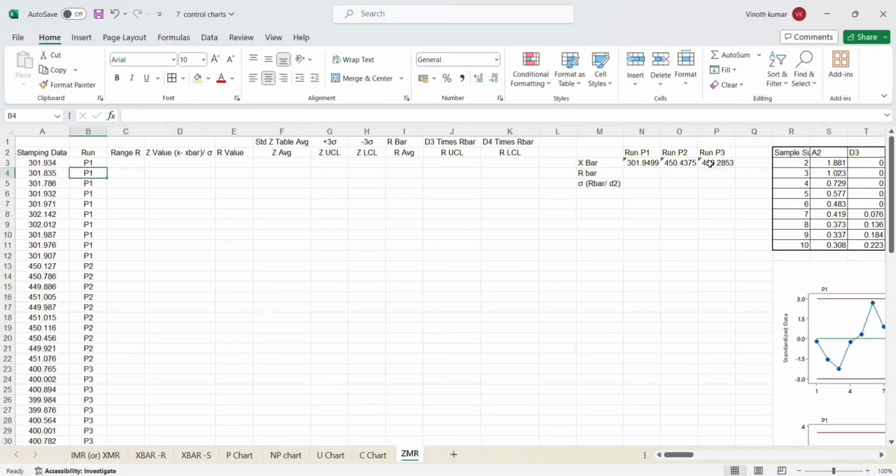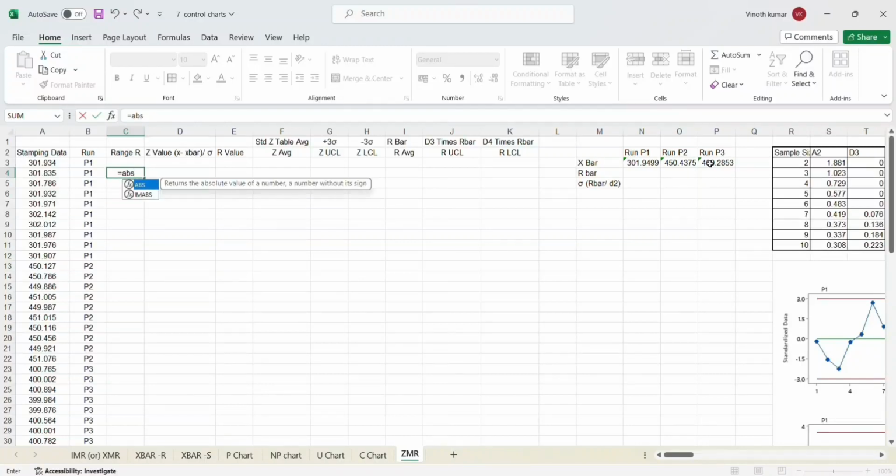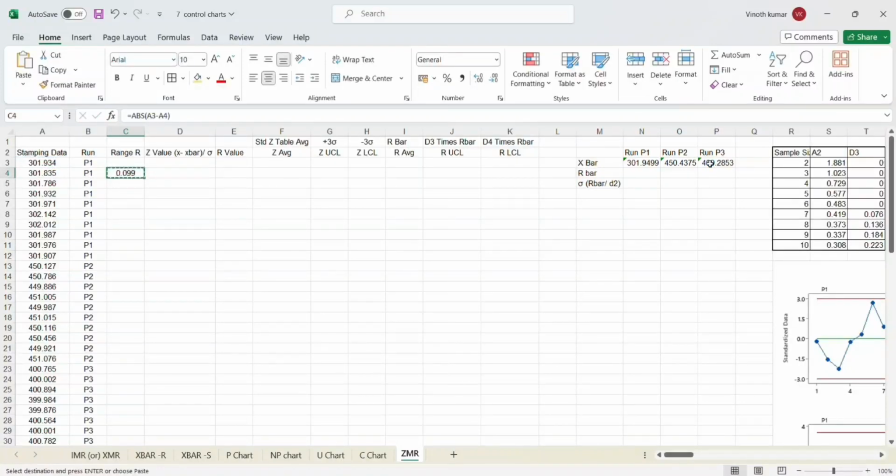Now I have to calculate moving range, and we all know for a data which is collected one after the other, the moving range will be is equal to absolute value of this value minus this value, and we cannot have a moving range for the first data point because there is no data point above. So we copy this and we paste it for part number 1. Same formula for part number 2 starting from the second data point, and same formula for part number 3 starting from the second data point.